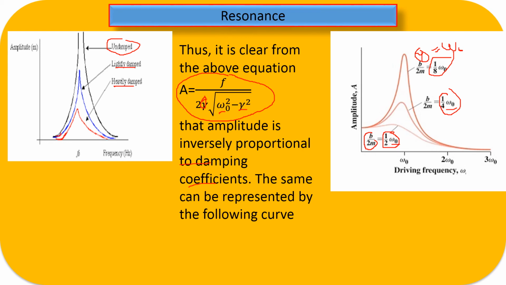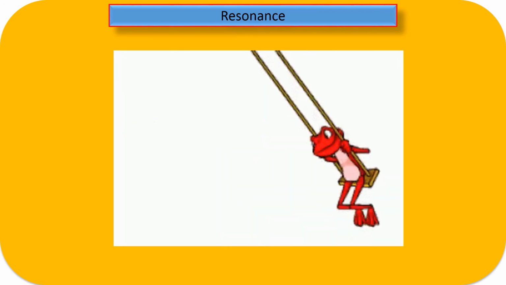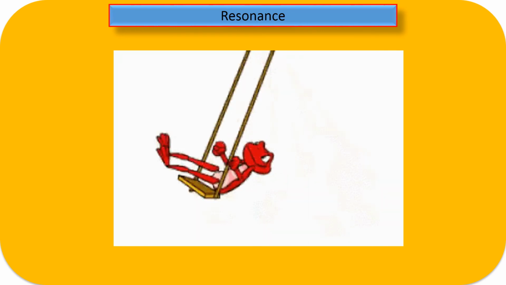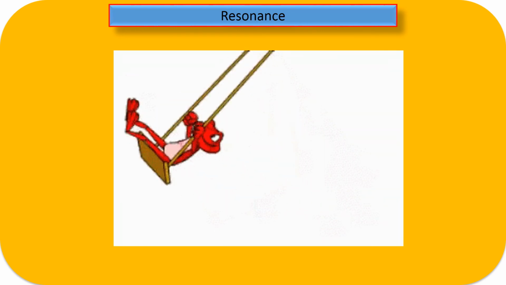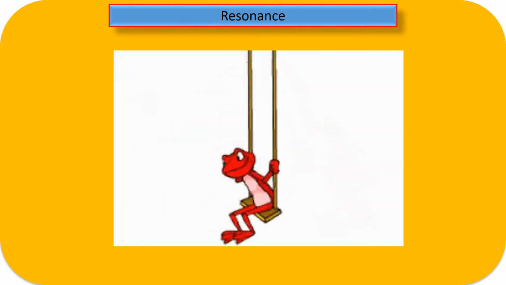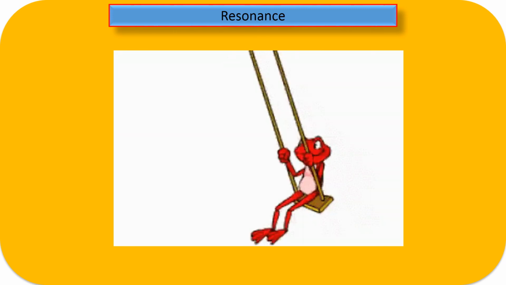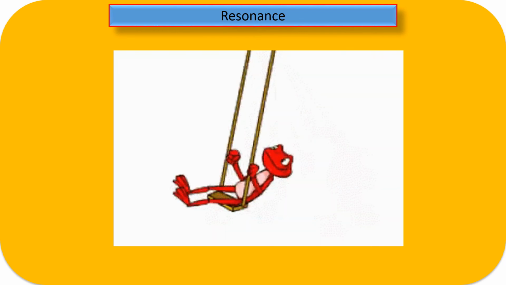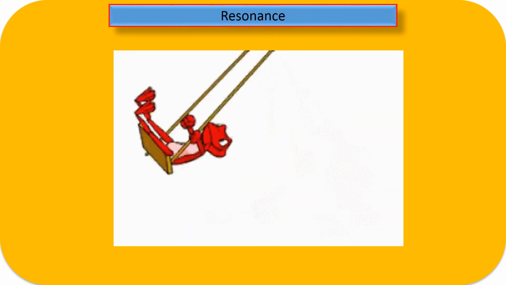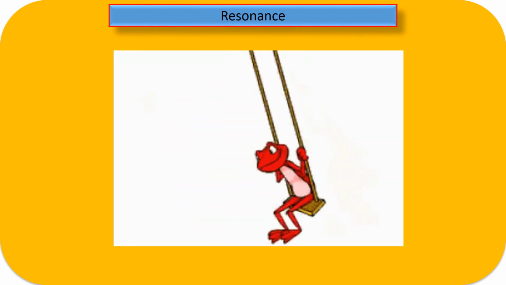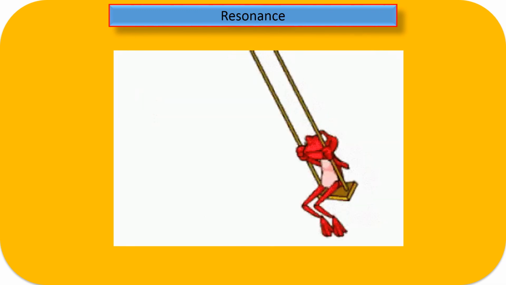So my dear friends, in this way we have seen the condition of resonance, and let us see this small animation in your daily life. Here, one is your swing. The swing is naturally oscillating, and let us suppose that its frequency is omega naught. Here one child is sitting, and he is also exerting a force on it. The moment he exerts a force, he is giving another wave on it, that is cos omega t, right?